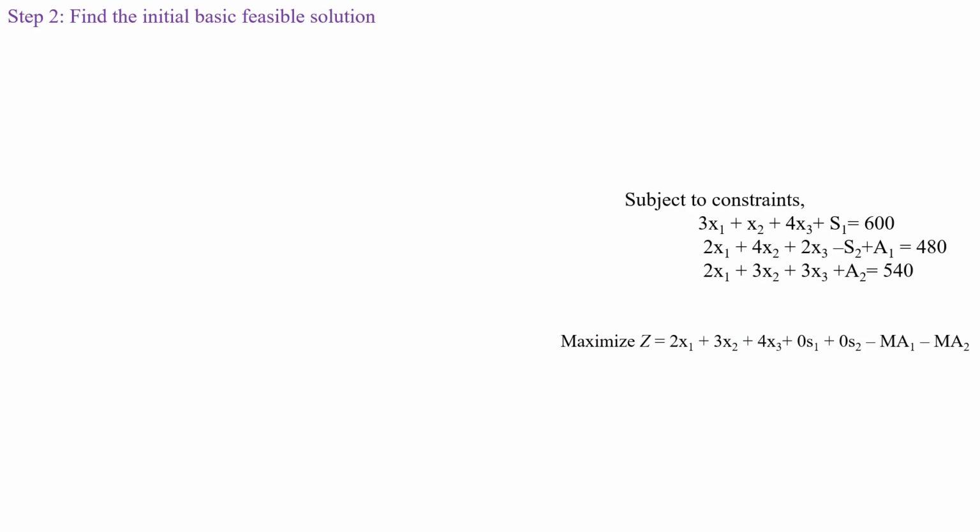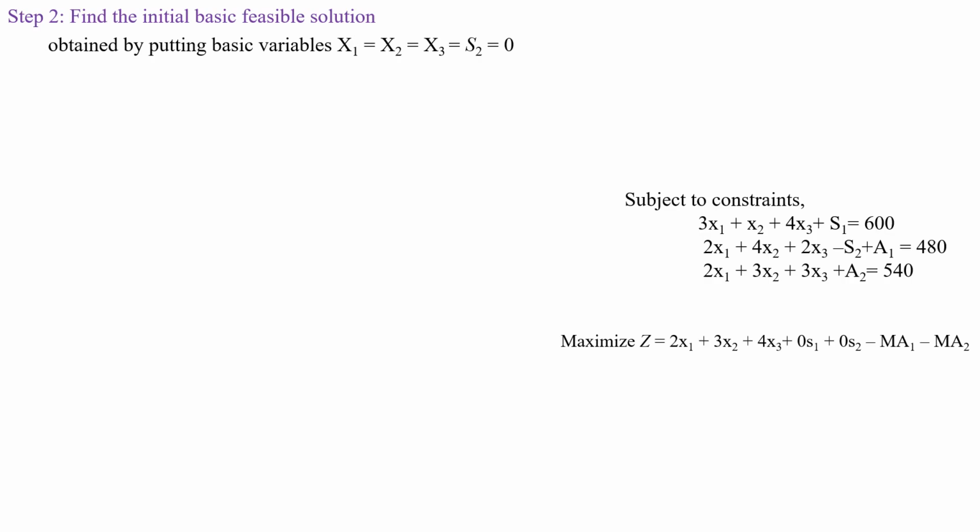Here the variables are x1, x2, x3, S1, S2, A1 and A2. So in total we have 7 variables and we have 3 equations. So to solve these equations, initially we consider the decision variables x1, x2, x3 and surplus variable S2 as 0. Then we have to substitute these values in the constraint equations. We will get the S1, A1 and A2 values.